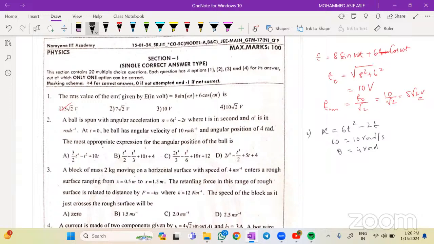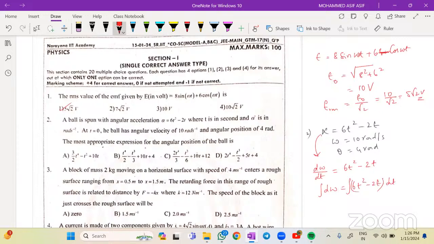Alpha is given, so then I can calculate the value from this one. Alpha can be written as d omega divided by dt, which is equal to 6t squared minus 2t. So I can integrate: the integral of d omega is equal to the integral of (6t squared minus 2t) dt.